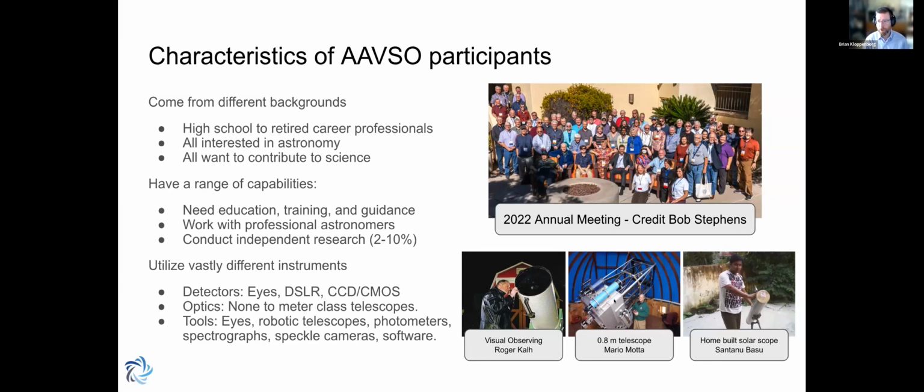Now, AAVSO members use a wide variety of methods of doing observations. Some people observe with their eyes, others use DSLR cameras, and yet others use other digital detectors like CCD or CMOS sensors. In terms of equipment, they might have nothing but their eyes, and some have access to meter-class telescopes, and they use a wide variety of tools to accomplish their work. In the lower right-hand corner, you can see Roger, who likes to do visual observing, posing with his telescope. Dr. Mario Mota built his own 80-centimeter telescope, and Sansu built a solar telescope on his own. So you can see, even if you don't have access to a telescope, there is definitely a way you can get involved with AAVSO.